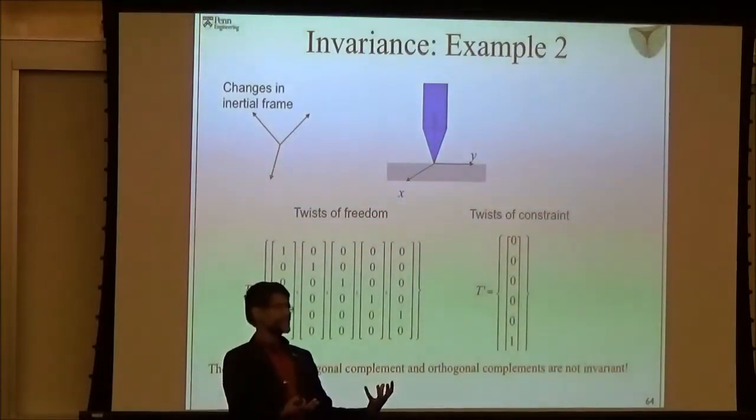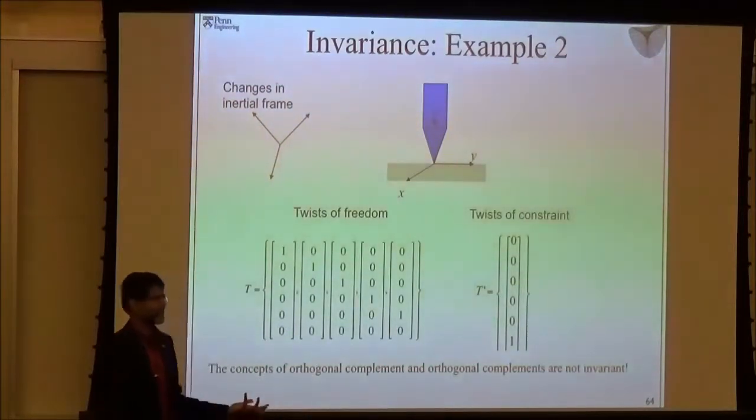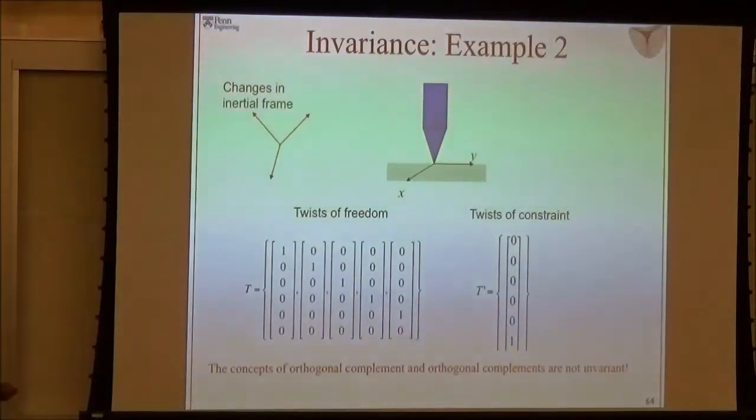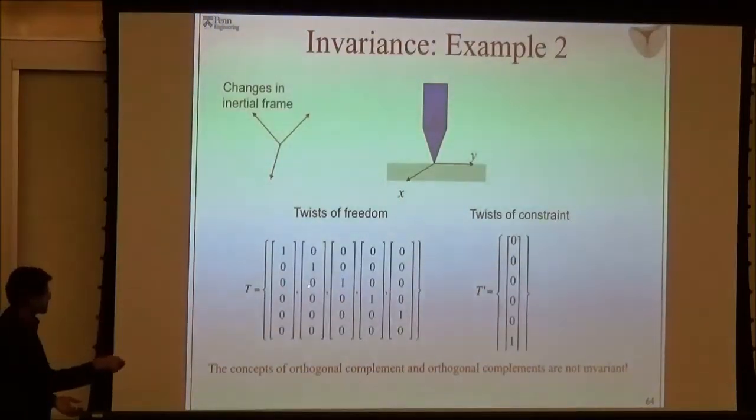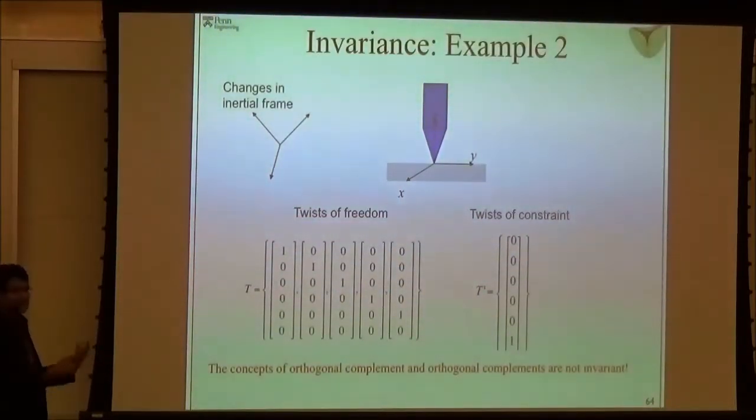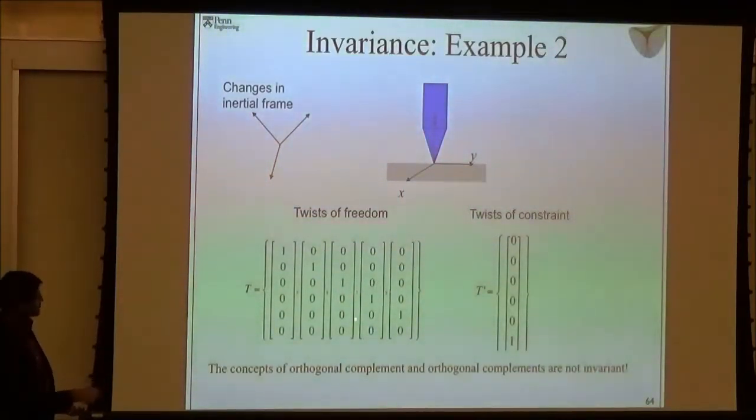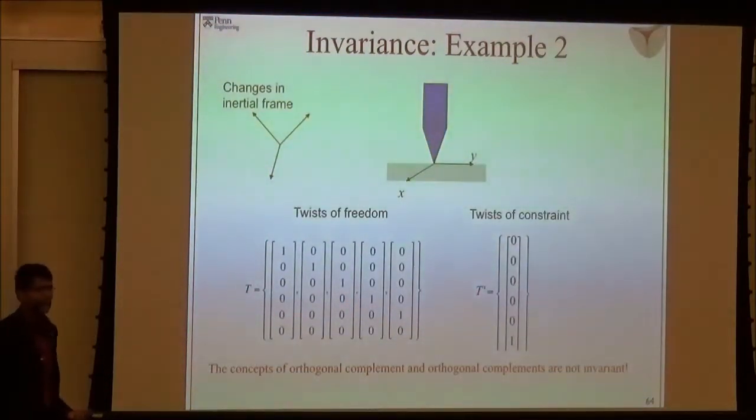So what are the twists that are allowable? Well, you can do everything else. So this is a translation, this is a rotation about the x-axis. You know, your pencil can go this way. Your rotation about the y-axis, rotation about the z-axis. These are allowed. Translation in the x direction, translation in the y direction are also allowed. Right?